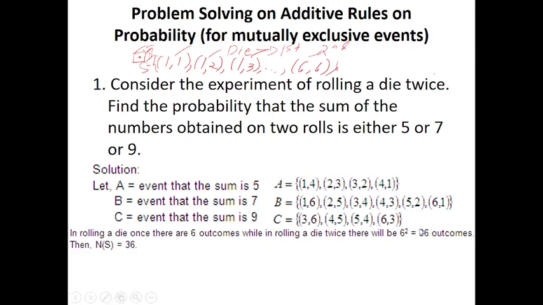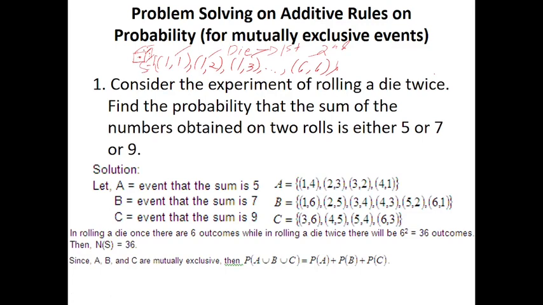Okay? So 36 outcomes. Now, since A, B, and C are mutually exclusive, then, ayan, probability A union B union C. Okay? Add mo lang yung kanilang individual probability. Yun ang shortcut. This is true for mutually exclusive events. So, if they are mutually exclusive, add mo lang yung kanilang probability kada event.